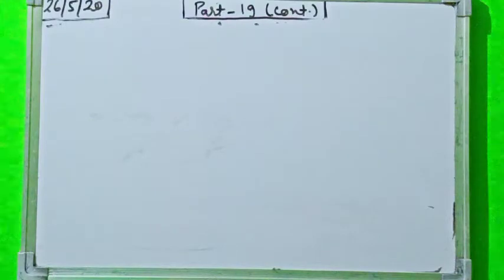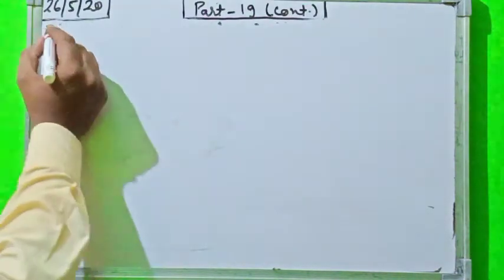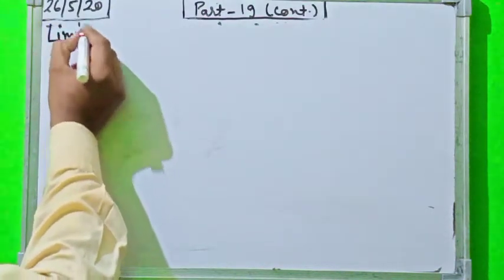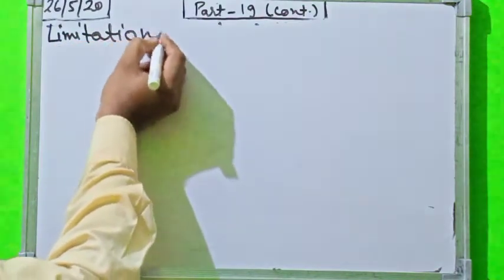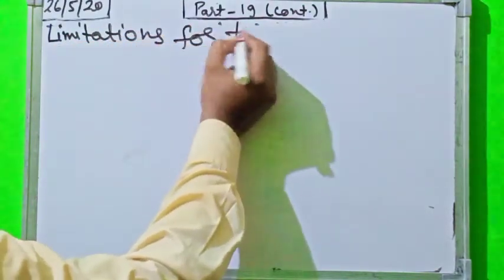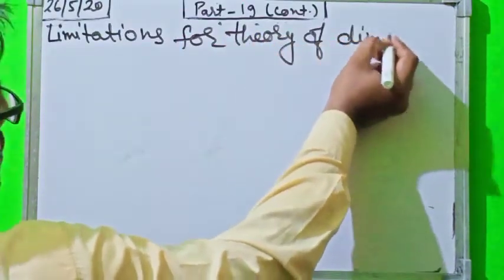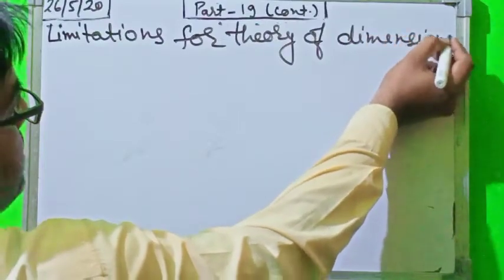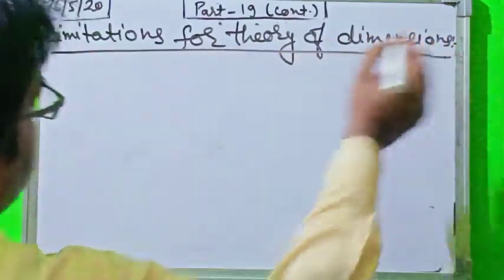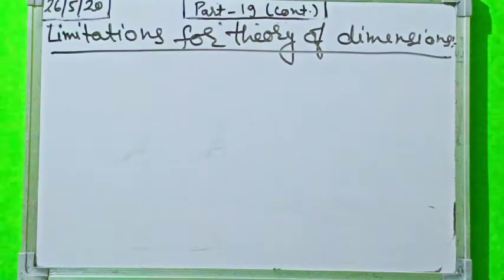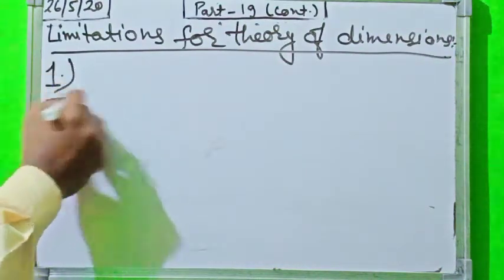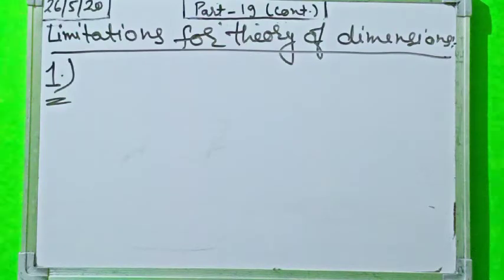Limitations for theory of dimensions. What are the limitations for theory of dimension? The first limitation for theory of dimension is that the dimensions are given, physical quantity may not be unique.